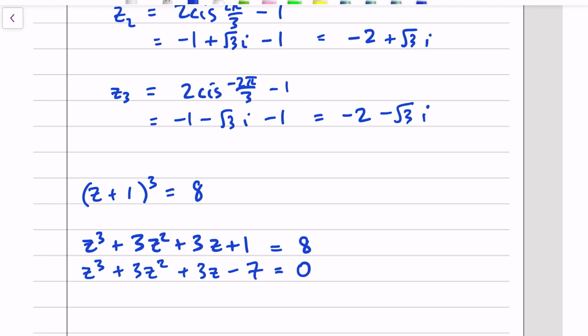You know that there's a real solution to this problem. You know that z equals 1 is the obvious one. You can spot that by just staring at the problem long enough. So z equals 1 is going to tell us what one of the factors of this cubic is.